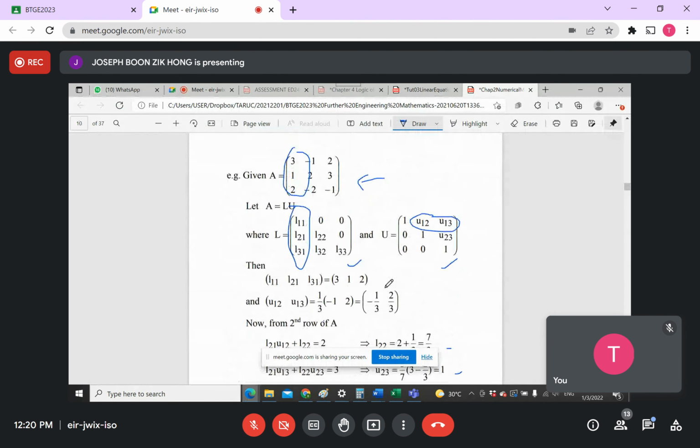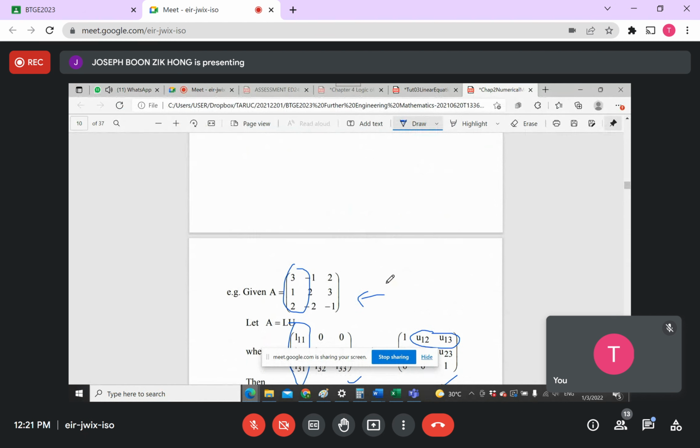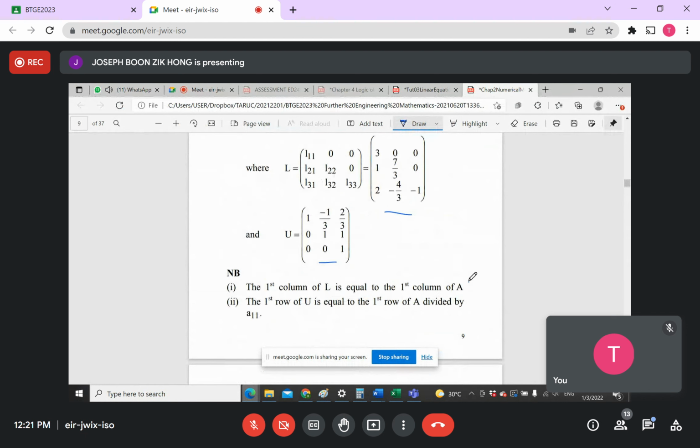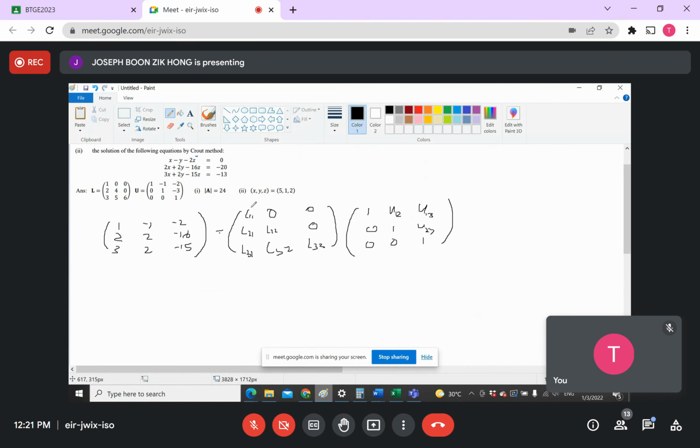This one, how come they can directly assume this? How do they get the first column of L equal to the first column of A? Let's see. They said L11, L21, L31 is equal to 1, 2, 3. Why? Now I take this one times this one. L11 times 1 is L11, equal to the first number, which is 1. So I have the first answer.